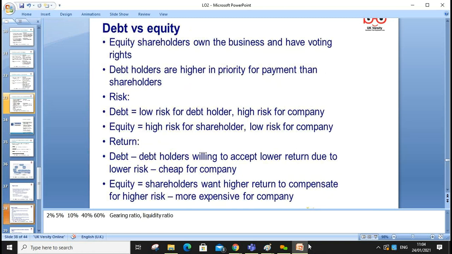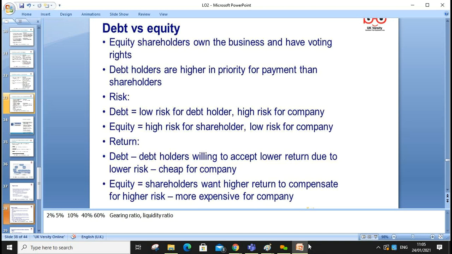So, debt versus equity. Equity shares in the business and has the voting right. The debt holder has a priority payment. Debt holders have lower risk, which means higher risk for the company, and equity is higher risk for the shareholder and lower risk for the company. So you will see the different sources have different risk. Debt holders will accept a lower return due to the lower risk, which is cheaper for the company, and the equity shareholder wants a higher return for higher risk, which is more expensive for the company.